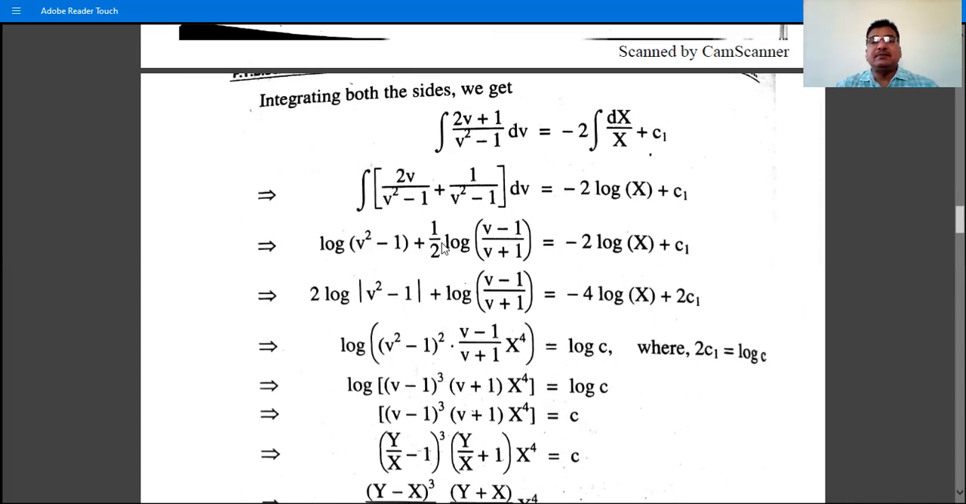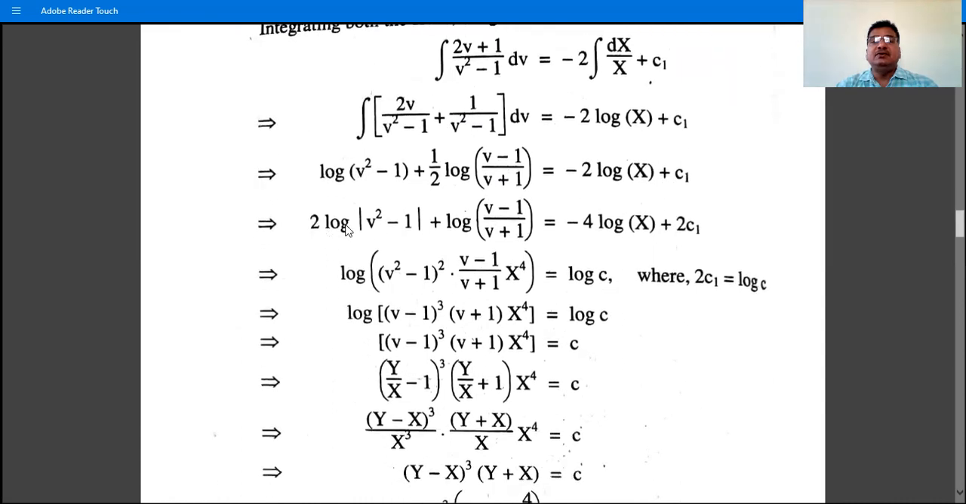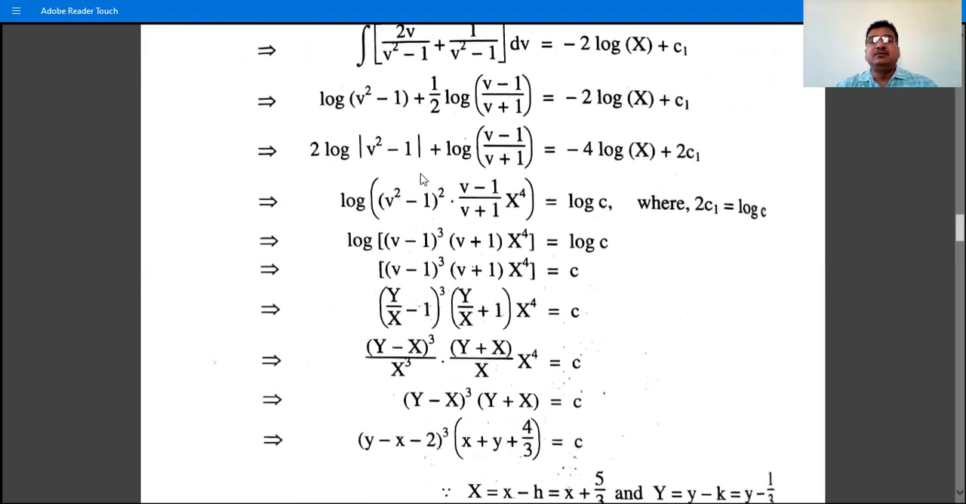So derivative of v square minus 1 is 2v, so log of v square minus 1, plus 1 half, and the rule is 1 by x square minus a square is what? 1 by 2a log (x minus a) divided by (x plus a). By using that rule, we have this: 1 by v square minus 1 is 1 half log (v minus 1) divided by (v plus 1) minus 2 log x plus c1, and then 2 log (v square minus 1) plus log (v minus 1) divided by (v plus 1), multiplying by 2 throughout.